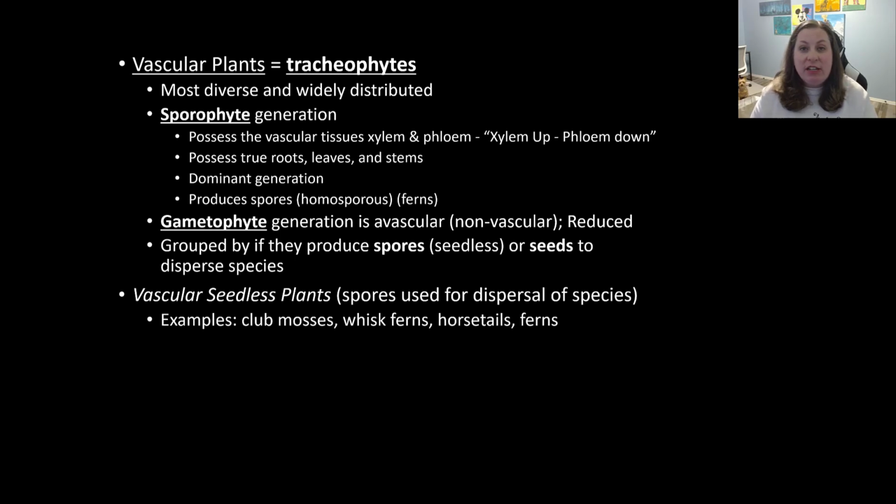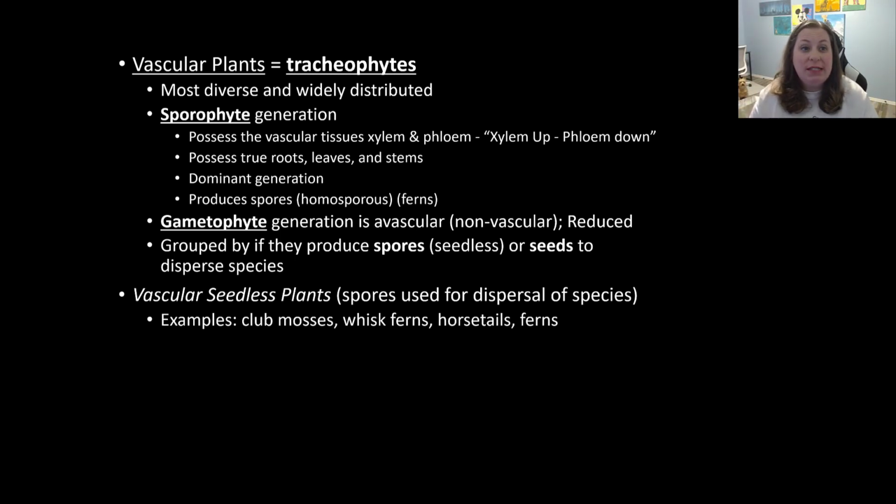Their sporophyte generation does produce tissues of xylem and phloem. Xylem is the vascular tissue that carries the water and things up the plant. The phloem is going to carry the food that's created in the leaves down to be stored and used by other parts of the plant. Kind of like how arteries take blood away from our heart and veins bring it back, we have kind of the same thing here. So xylem is going to take fluids and substances up, and phloem is going to bring substances and other things back down, right, in their process.